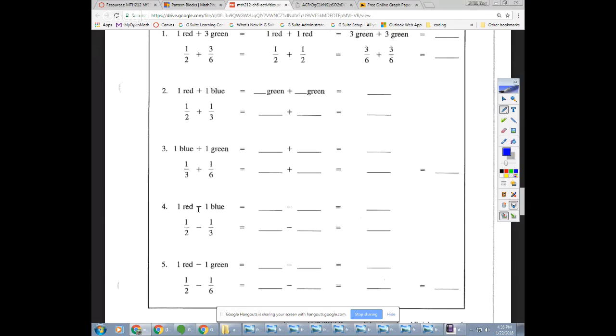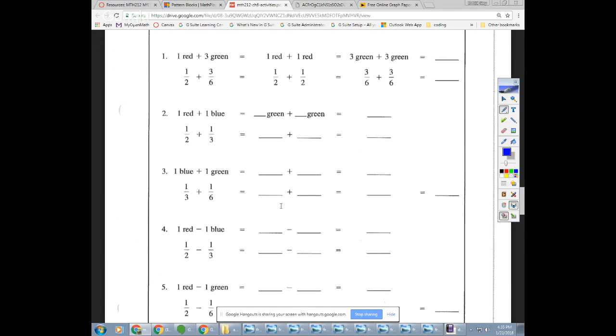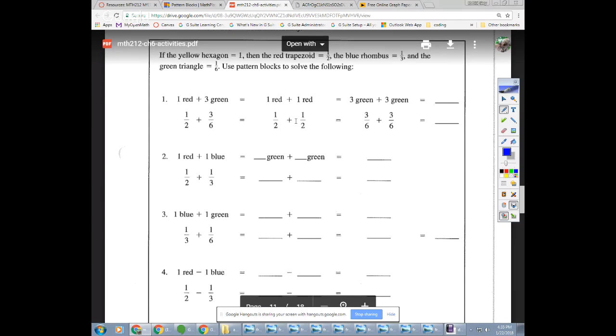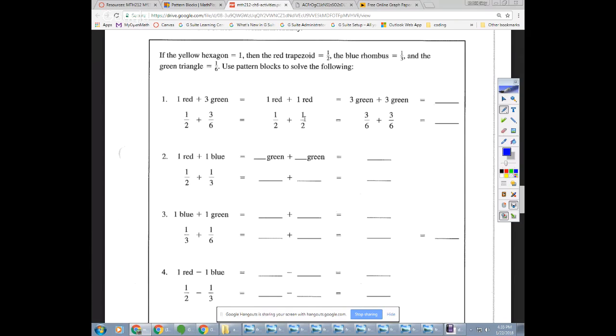Or we could do subtraction. Take a red, starting with a red, take away a blue. What's left? The intermediate step here is to rewrite each of those as greens and the associated fraction. So each of the problems down below is going to end up being rewritten like this. Let's see.